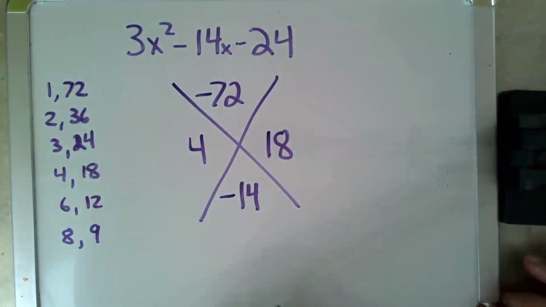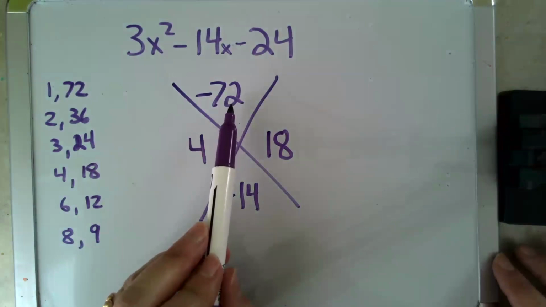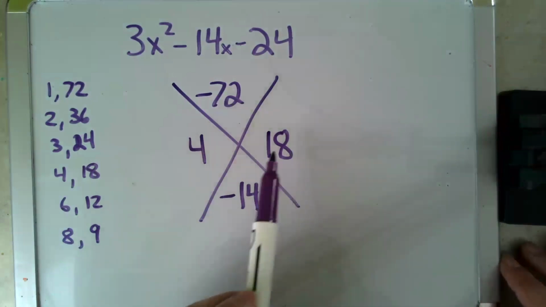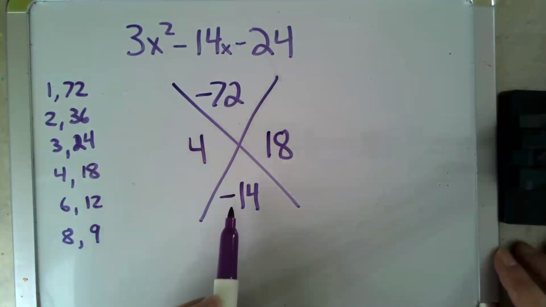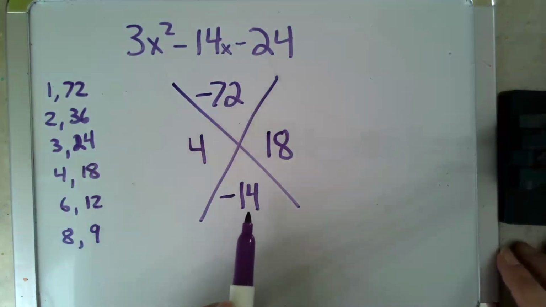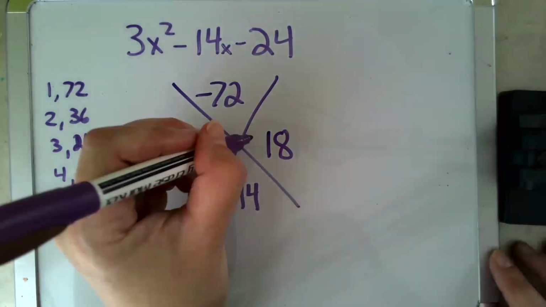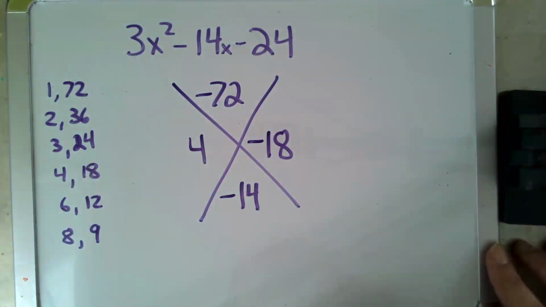And now notice the following. We're multiplying and creating a negative. That means one, but not both of those are negative. Negative 14 is what we get, which means our larger number needs to be the negative.